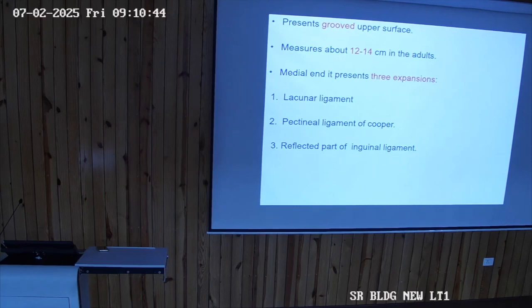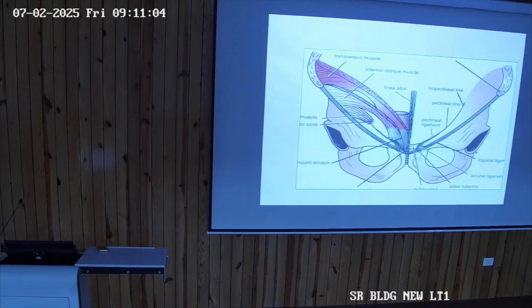Where is the medial end? The medial end is at the pubic tubercle. So all these three extensions are present at the medial end. Some of the fibers at the medial end of the inguinal ligament pass upwards and medially towards the linea alba, forming the reflected part of the inguinal ligament. Now we will see these structures one by one. Here you can see the lacunar ligament. Some of the fibers which are attached at the pubic tubercle go back and form a triangular structure. So this is the lacunar ligament.